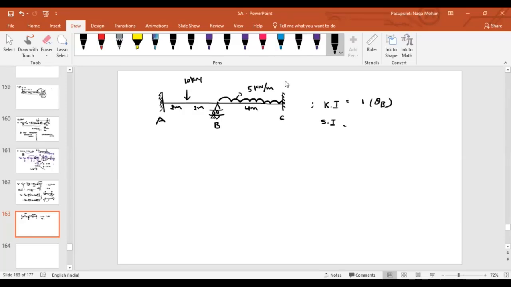Can you tell me what is the static indeterminacy here? 3, sir. 3. Okay. Now, which one is easier to solve, by taking kinematic indeterminacy or by taking static indeterminacy? Kinematic indeterminacy, right? Now, for that, let us use the slope deflection method.